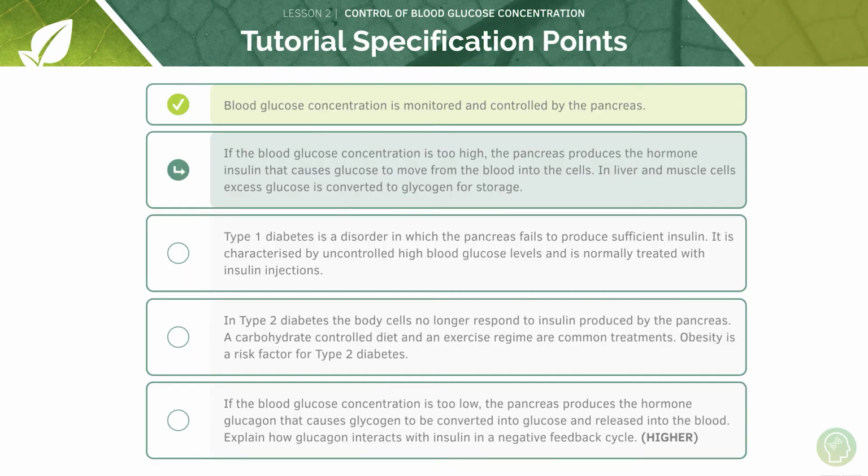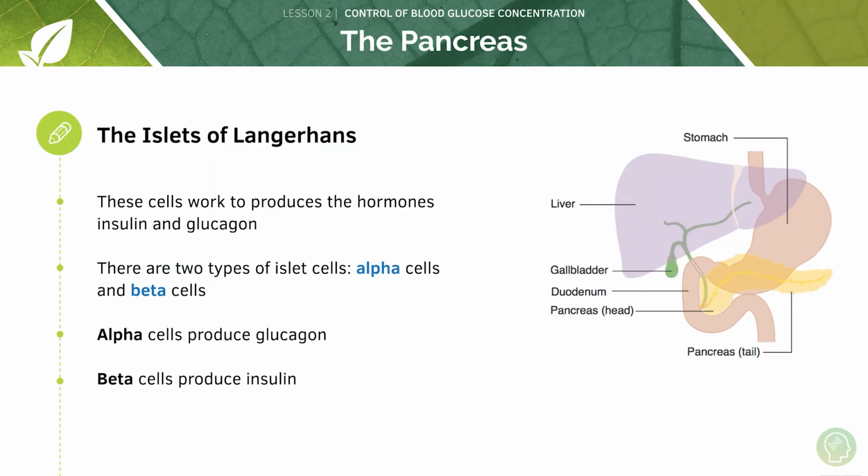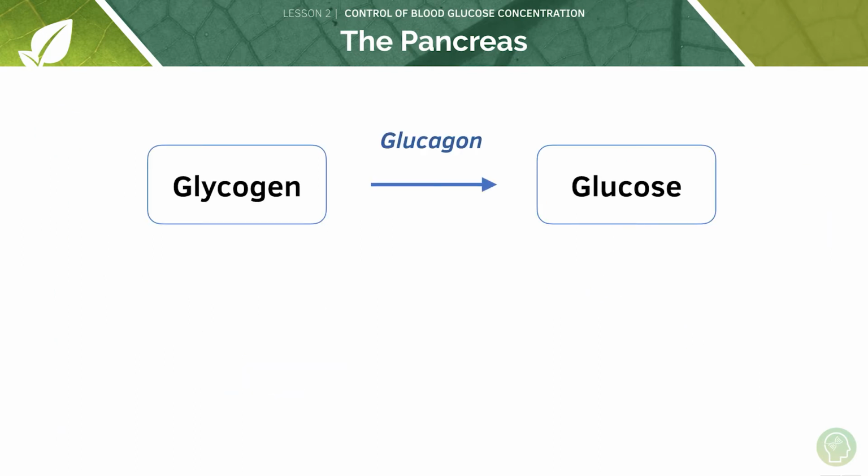Now our body works really, really hard to do this. And our key organ here is our pancreas. So the islets of Langerhans in the pancreas are a group of cells that work to produce the hormones insulin and glucagon. Now within the islet of Langerhans, we have the alpha cells and the beta cells. So alpha cells produce glucagon, beta cells produce insulin. So these are our two main hormones involved in glucose homeostasis, our glucagon and our insulin.